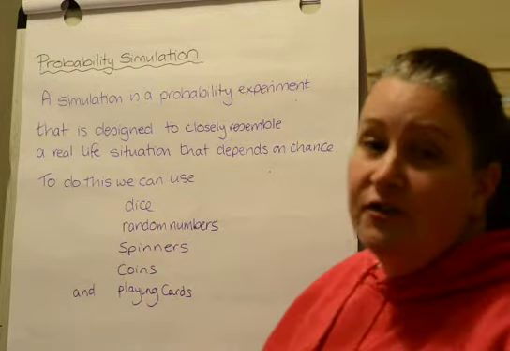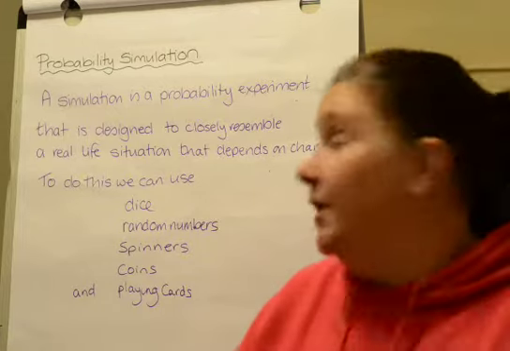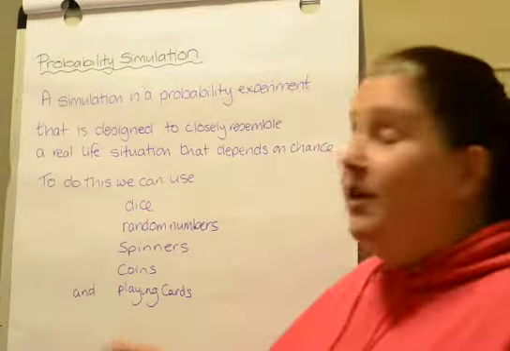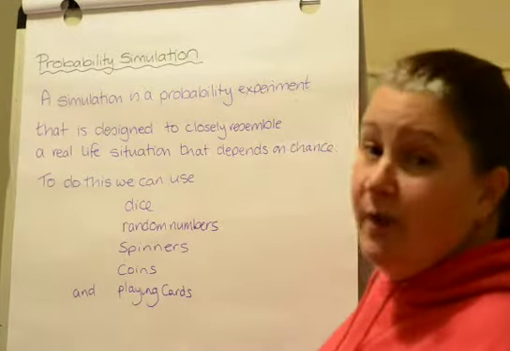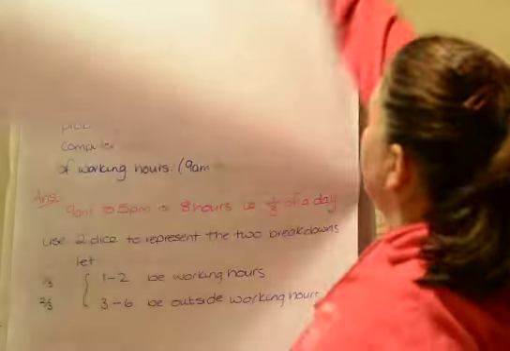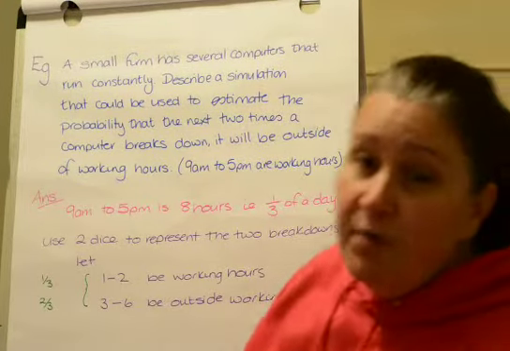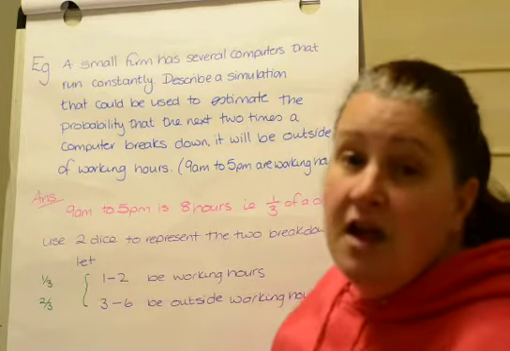So we can use various tools. We can use dice, we can use random numbers, we can use the little spinners, we could use coins and represent them by flipping, and we can also use playing cards. And I'm going to show you an example of a simulation that I've done here.